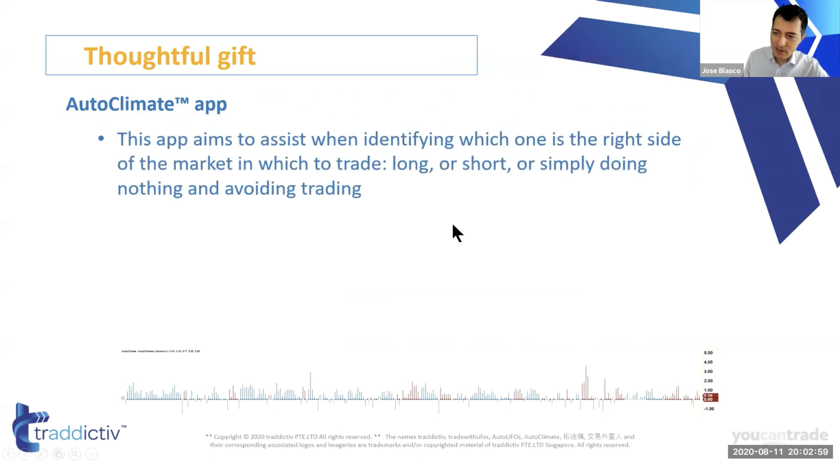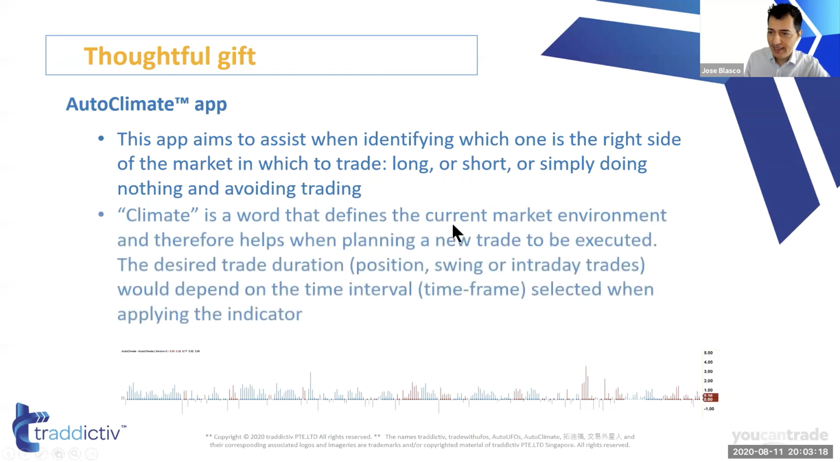AutoClimate, this is one of the tools I briefly mentioned in the presentation. This is an app that aims to assist you to identify if it's time to trade or not. And if it's time to trade, should you go long or should you go short, okay? This could be your indirect force identifier, if you wish, and then pair it together with AutoUFOs, and you're good to go.